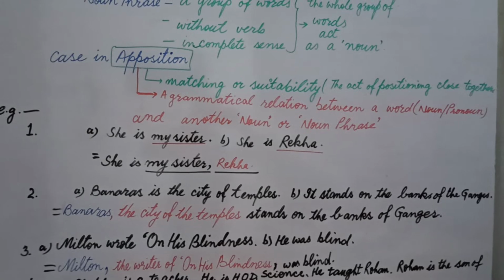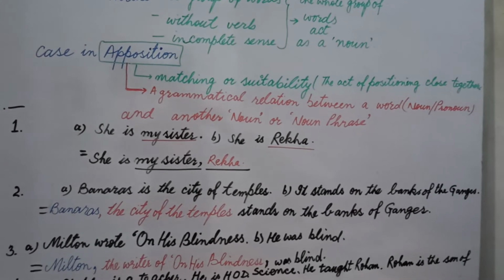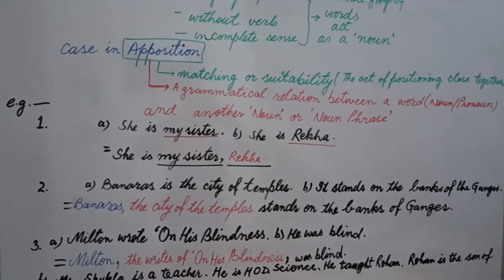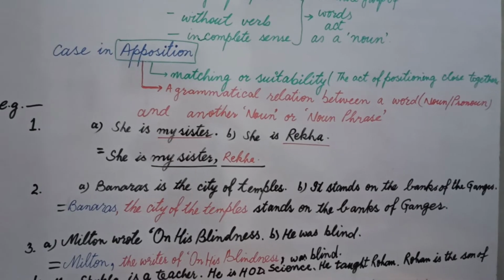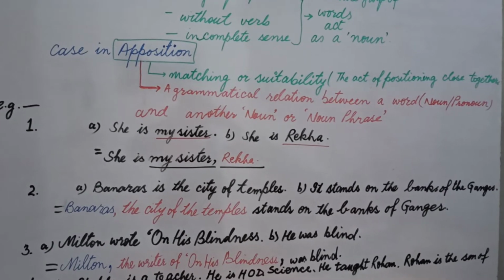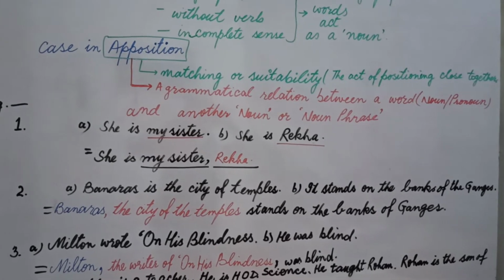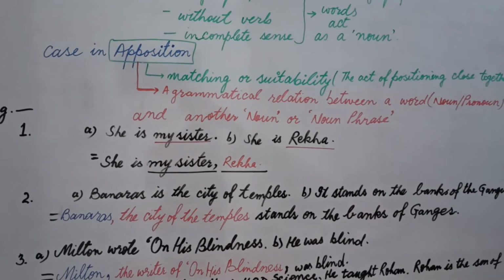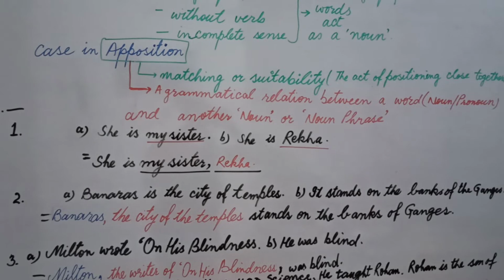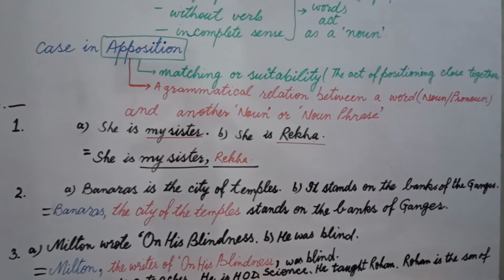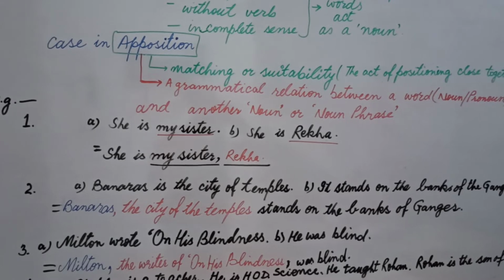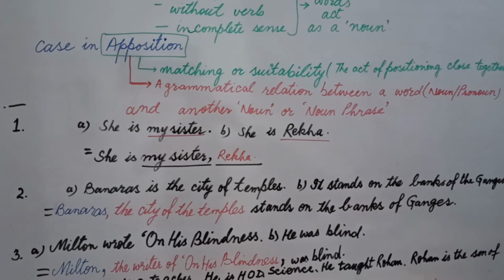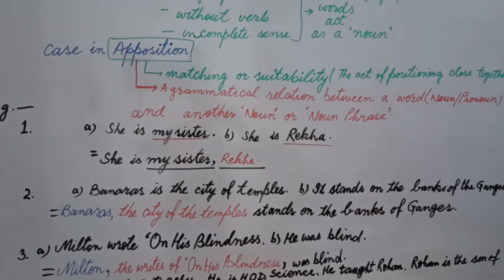Let's begin with example number 2. I have used a different type of examples, and after going through all these examples, students, it will be easy to solve the exercise. Banaras is the city of temples. This is the first part of question number 2, and the second part is stands on the banks of the Ganges. Now we took two different nouns in sentence number 1, my sister and Rekha. In this example, the new thing is your head word and case in apposition, I mean noun or noun phrase in apposition, is in the same part, and we will learn how to break this single sentence.